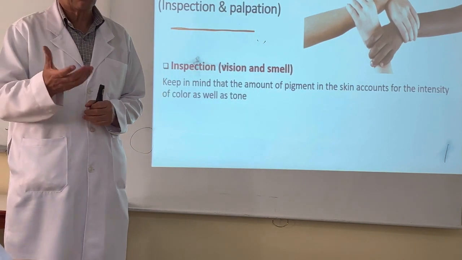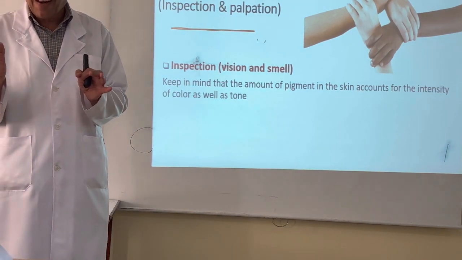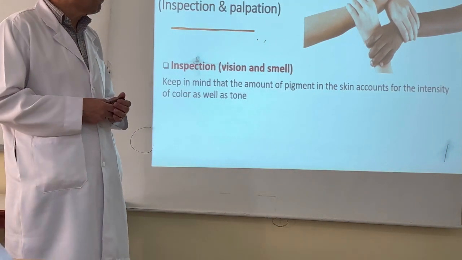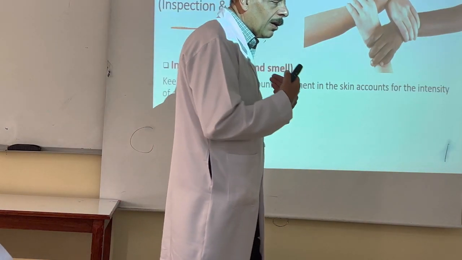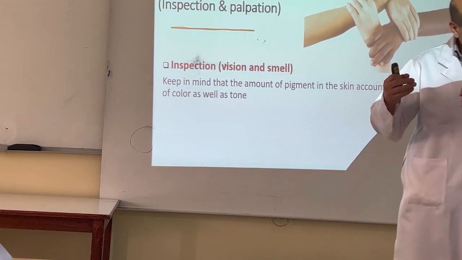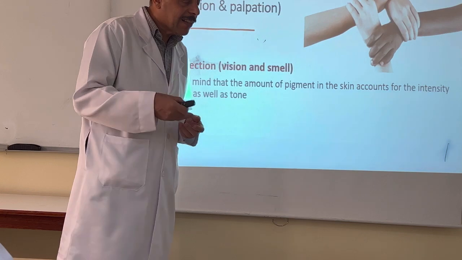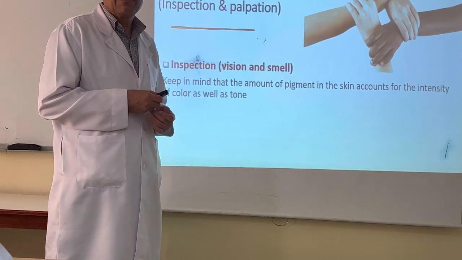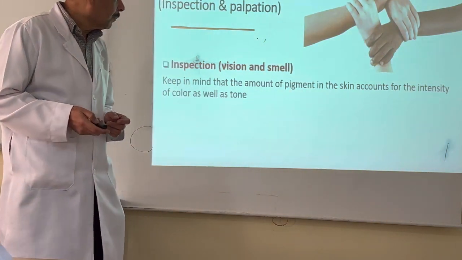So we have to keep in our mind that people have a different variety of skin color. So the skin color has some variation. It is from albino, which is completely white, to dark skin. It depends upon the race, it depends upon the genetic factor, and it also depends upon the level of health.